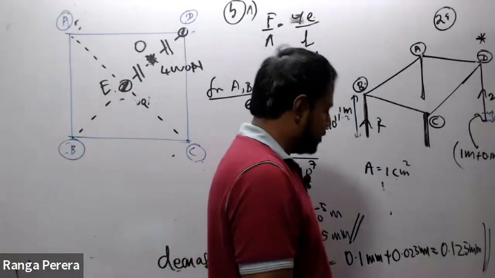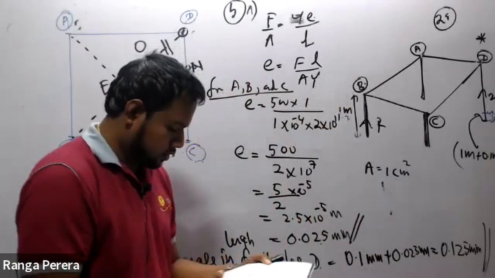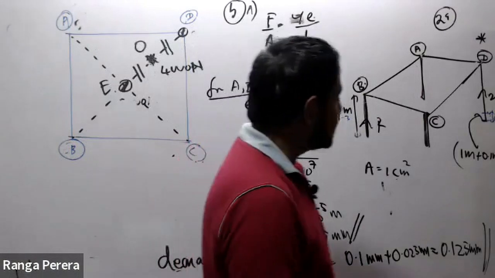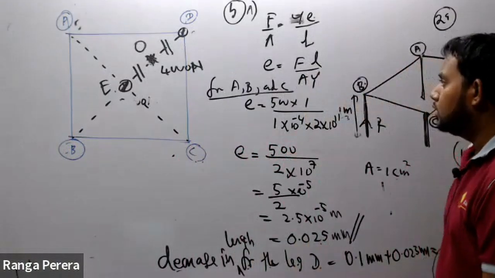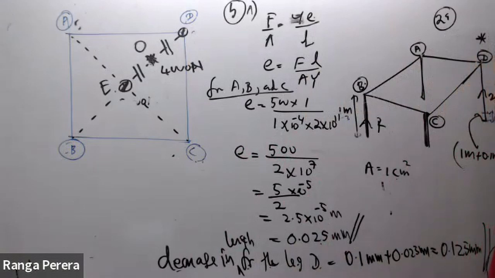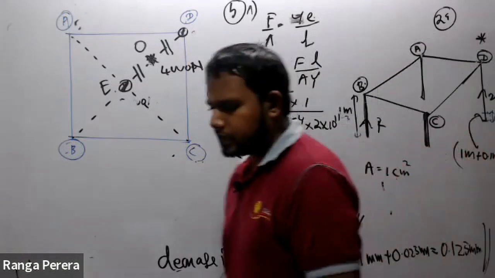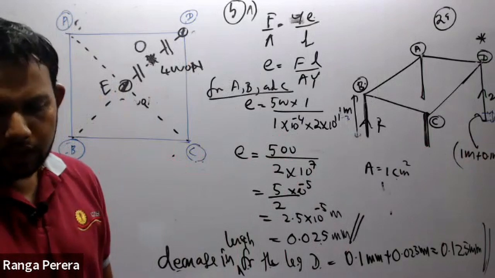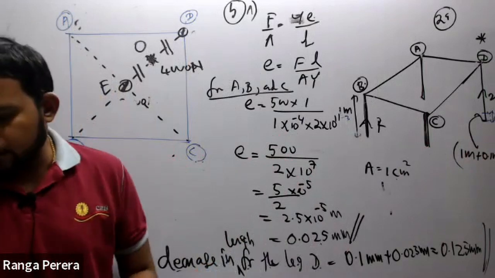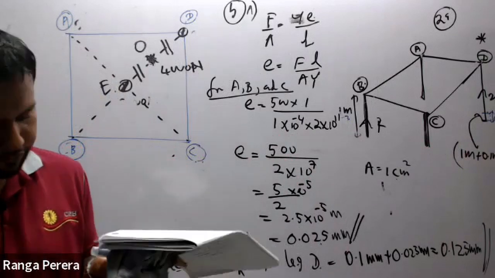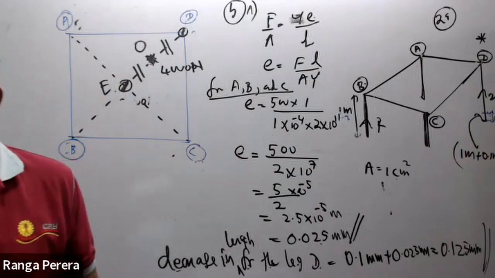The reaction force on legs A, B, C is 500 Newton respectively, and for D it is 2500 Newton.